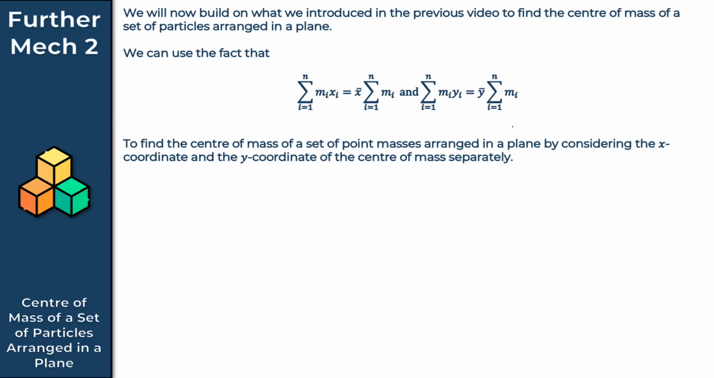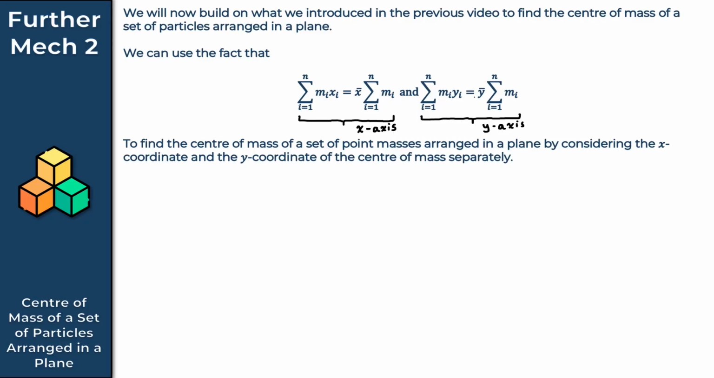Now, we established these two results in the previous video, when we were looking at particles lying along a straight line. Don't forget, this result is when the particles lie along the x-axis. Let me make a quick note here. So that's for the x-axis. And then this result is when the particles lie along the y-axis. And again, let's just make a quick note here.